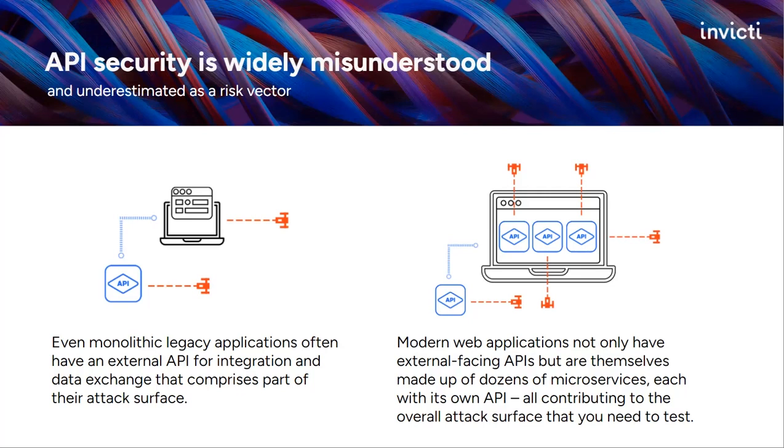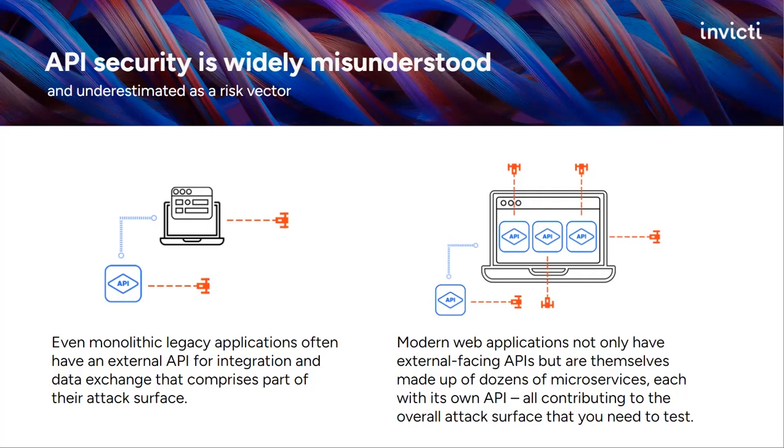But even with monolithic legacy apps, they will often have an external API for integration or data exchange. So even if it's a large, monolithic or legacy app, they're still leveraging APIs today. It's a powerful construct, a powerful tool, so it's going to be taken advantage of for sure.